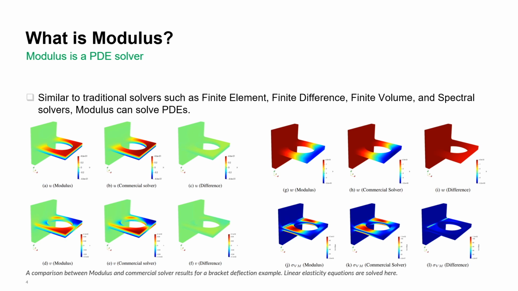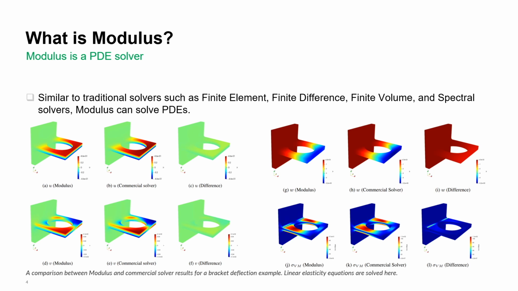So first and foremost, Modulus is a partial differential equation solver. Similar to traditional high-performance computing solver technologies like finite element method techniques and finite difference methods, Modulus can solve partial differential equations without any external training data. You simply give it a set of governing equations, the domain, and boundary conditions. The main difference here is that a lot of these traditional solver technologies distribute the solution using a predefined grid and compute the derivatives using numerical differentiation schemes.